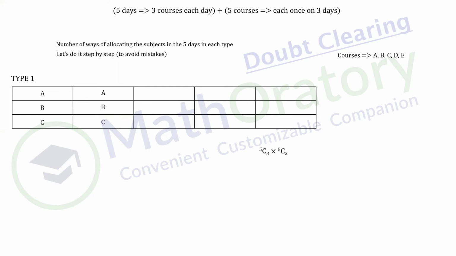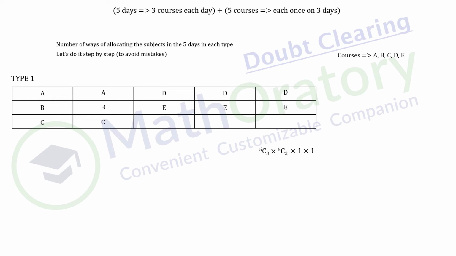And also, once you have allocated ABC on two different days, the D and E get automatically allocated once each on each of the remaining days. So again, you don't have a choice. So for D and E, the selection itself doesn't have a choice, and even the selection of days doesn't have a choice. So basically, 1 into 1. You can ignore this step also, but this is the right way to think so that you don't make a mistake in any kind of problem.